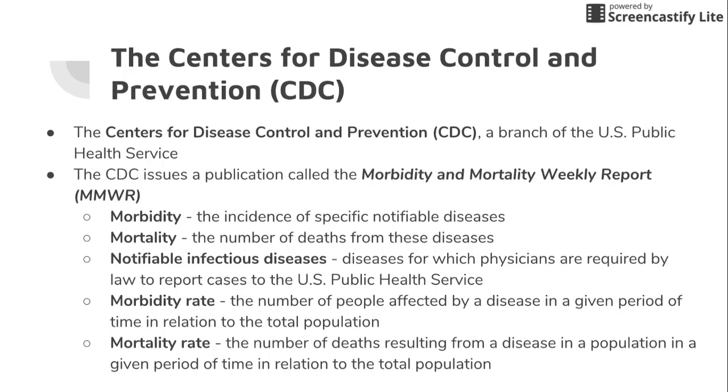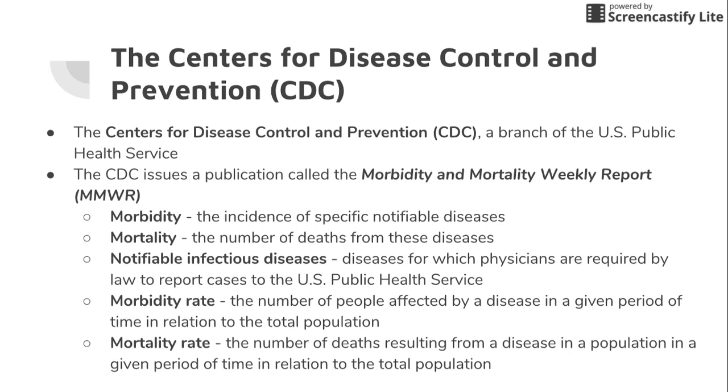So a branch of the U.S. Public Health Service is the CDC, which actually stands for Centers of Disease Control and Prevention. There's no P, don't understand why, kind of bothers me, but whatever, it's the CDC. So they have this publication called Morbidity and Mortality Weekly Report, which sounds absolutely awful. Surely they could have come up with a different name, but whatever. So let's discuss what those terms mean.